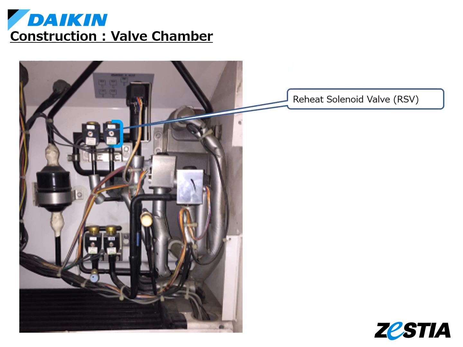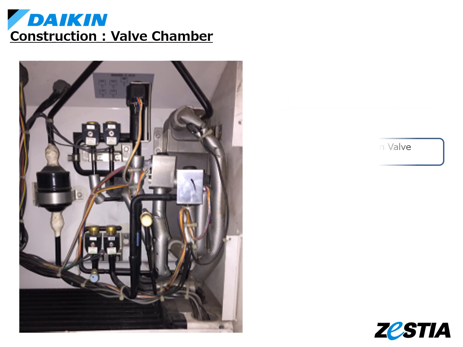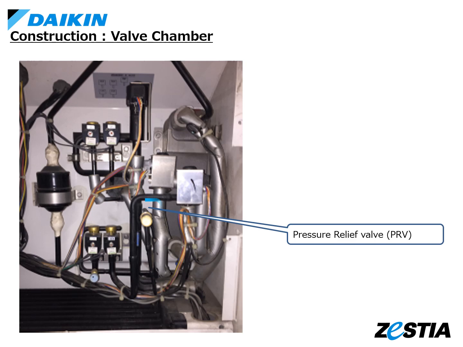RSV is open for dehumidification control. EEV controls superheat at the evaporator inlet and controls the refrigerant quantity through the evaporator coil. Controlled by the EIS and EOS. PRV releases the refrigerant to the suction side when the pressure reaches 2,450 kPa.